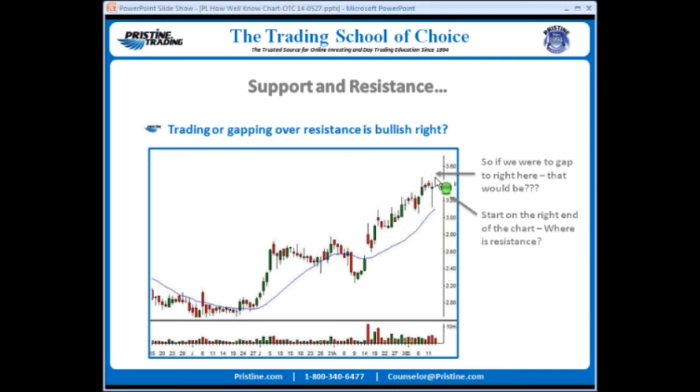So we cleared this whole area up in here. We cleared all that, right? Based on a simple analysis of support and resistance, we cleared all the resistance on the chart, and therefore we should be going higher. But yet this stock was played bearishly this day, and it turned red for a good part of the day. Exactly.